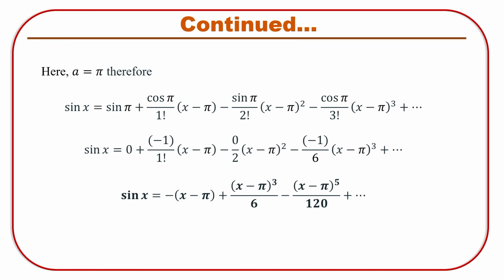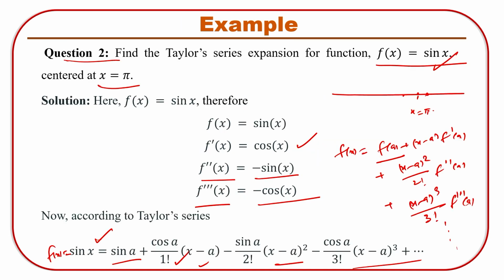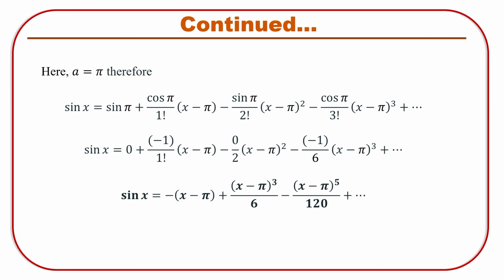So, put the value a equal to pi, since it is centered at x equal to pi. Now, putting this value, sin x equals sin pi, plus cos pi by factorial 1 times (x minus pi), minus sin pi by factorial 2 times (x minus pi) whole square, minus cos pi by factorial 3 times (x minus pi) whole cube, and so on, right.